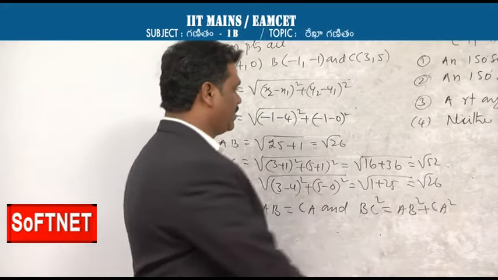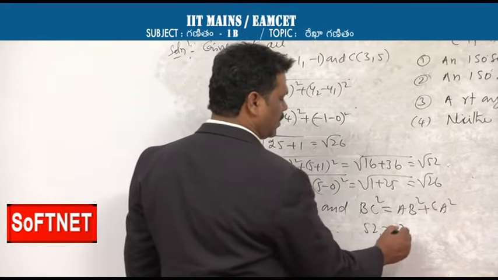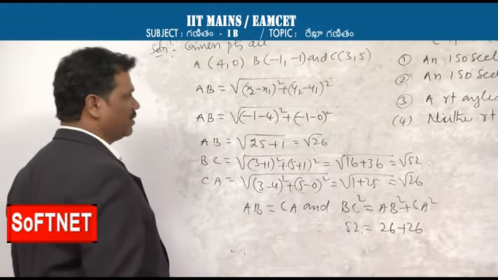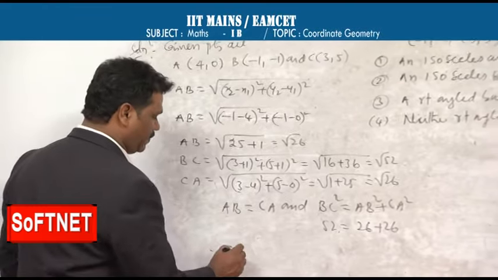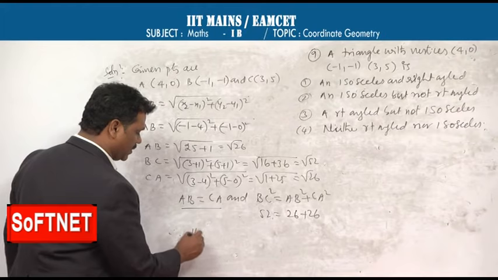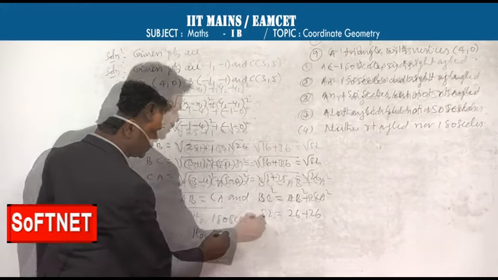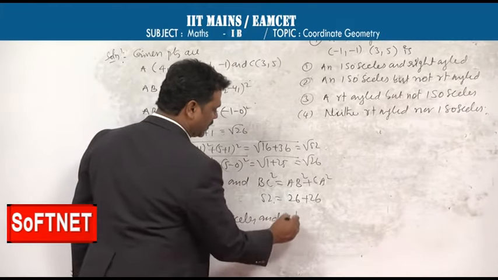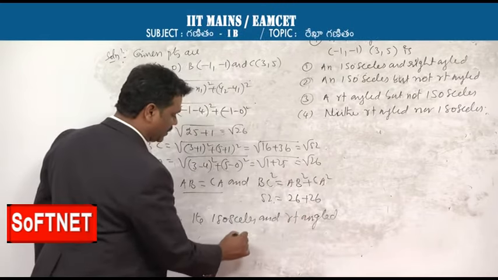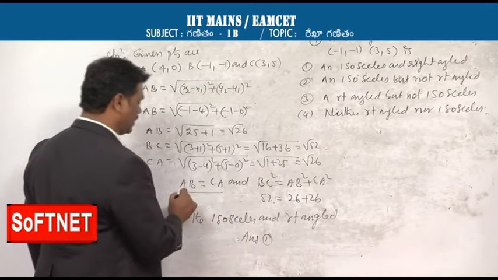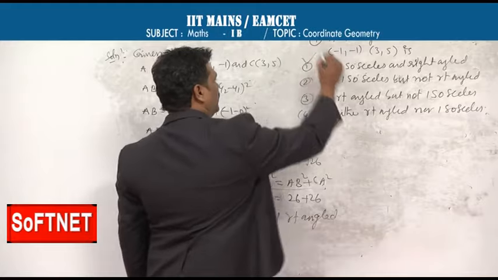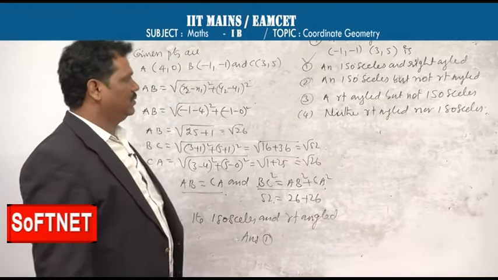BC square means 52 equal to 26 plus 26. So 52 equals 52. Therefore, which condition is this? AB equals CA and BC square equals AB square plus CA square. It is isosceles and right angled. The answer is option 1. So here this condition is isosceles and this condition is right angle. So it is an isosceles and a right angle triangle.